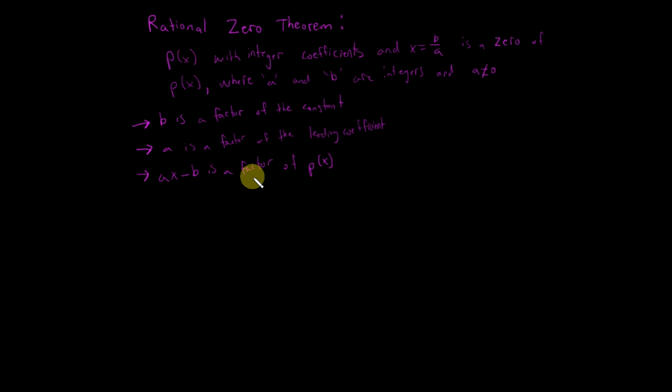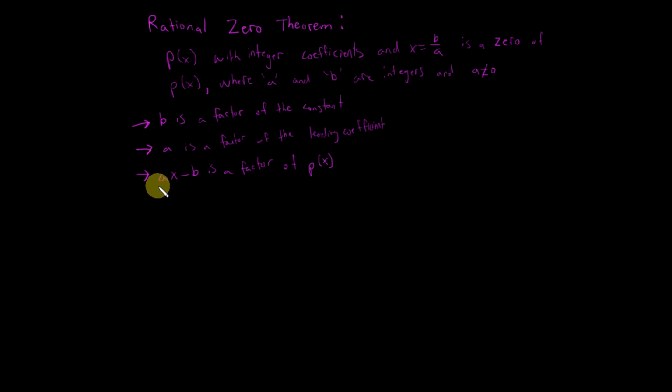A is going to be a factor of the leading coefficient, and ax minus b will be a factor of p of x. So this looks really complicated, but really it's almost exactly the same as the integral zero theorem, but with a different value of a that's not 1. So if the leading coefficient is greater than 1, then you use the rational zero theorem.